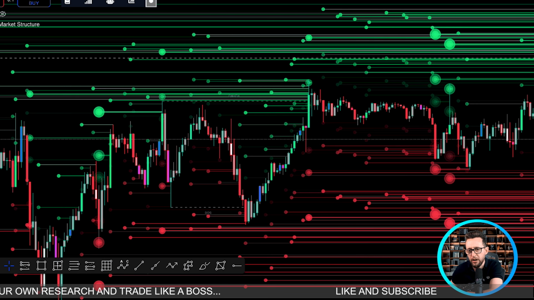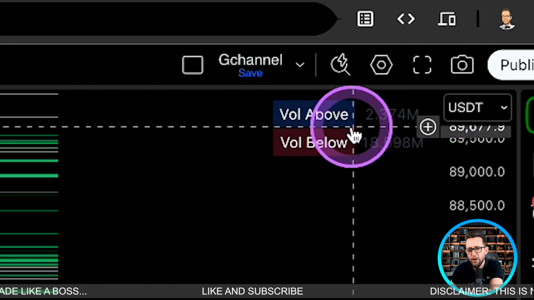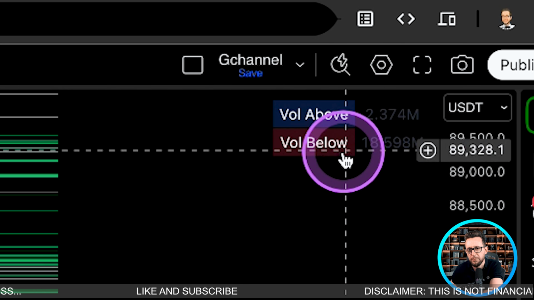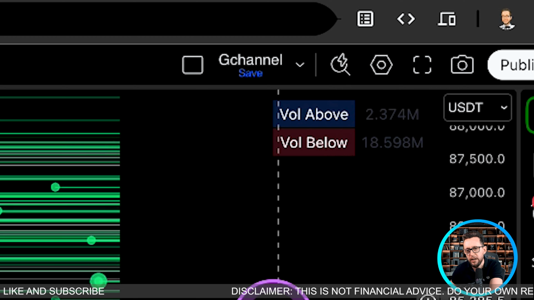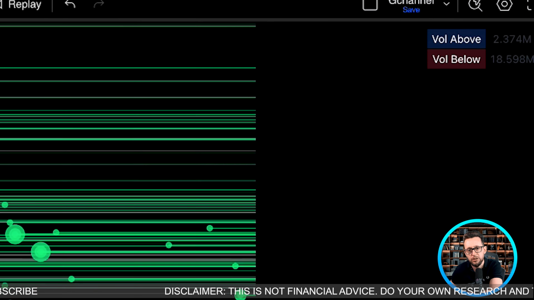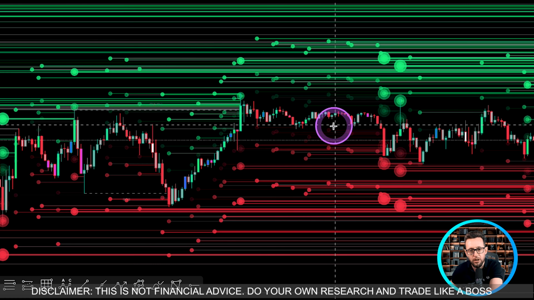I know that there's lots and lots of colors here. You can deactivate a lot of the colors, but we can also see, thanks to this table up the top here, where volume is and how much volume is above us and how much volume is below us. Meaning we can see that there are more entries and stop losses below us, so we potentially could be moving to upsides as new longs are building.